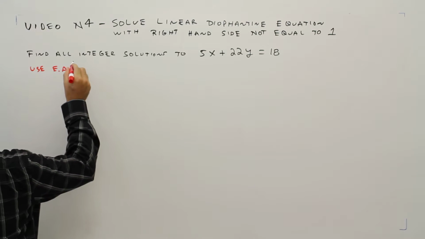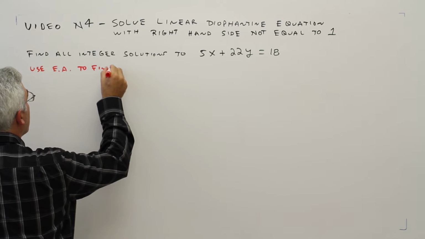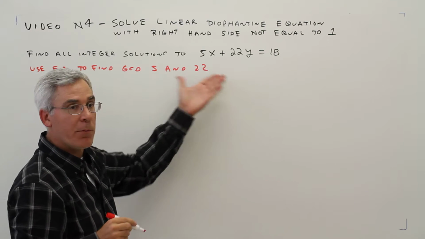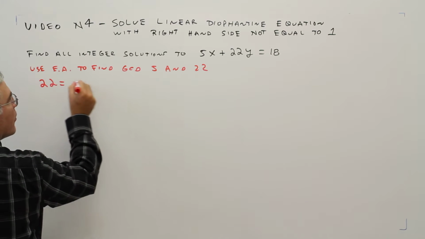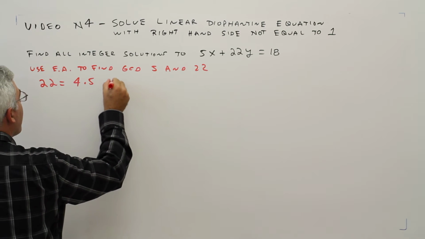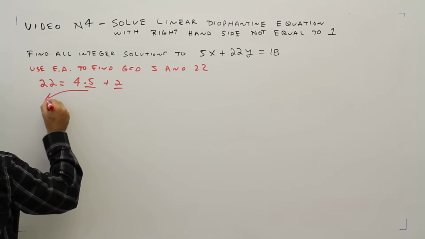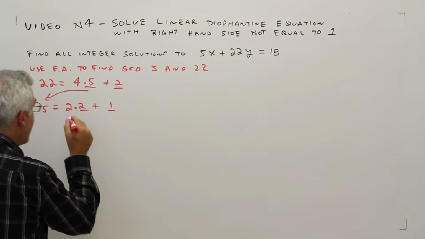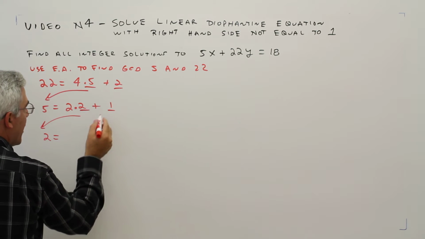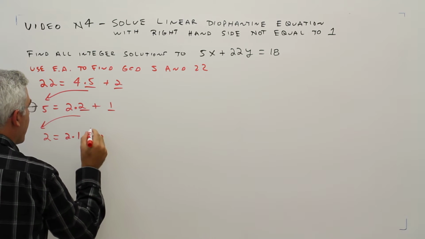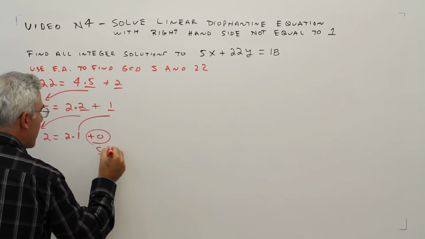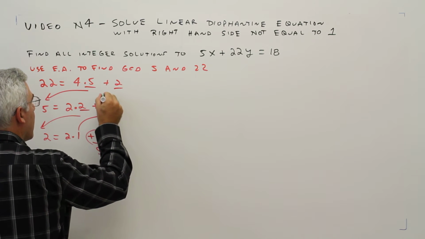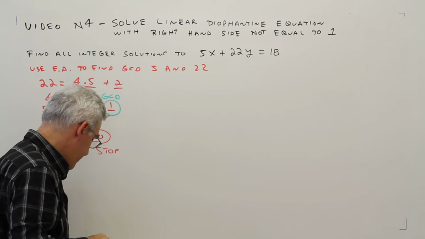Use the Euclidean algorithm to find the GCD of 5 and 22. All right, so I'm going to write the larger number first. 22 is 4 times 5 plus 2. Bring these over. 5 equals 2 times 2 plus 1. Bring these over. 2 equals 2 times 1 plus 0. Stop. And then the GCD, once again, is 1.